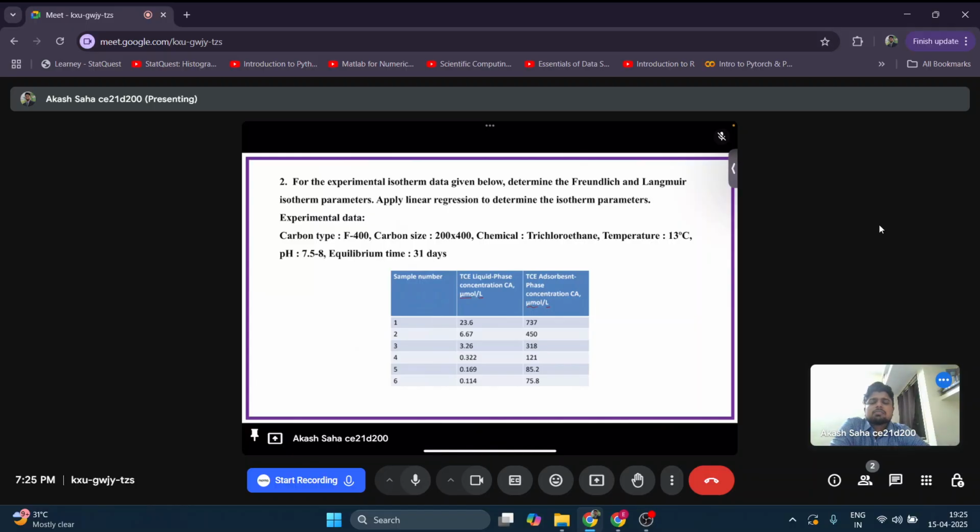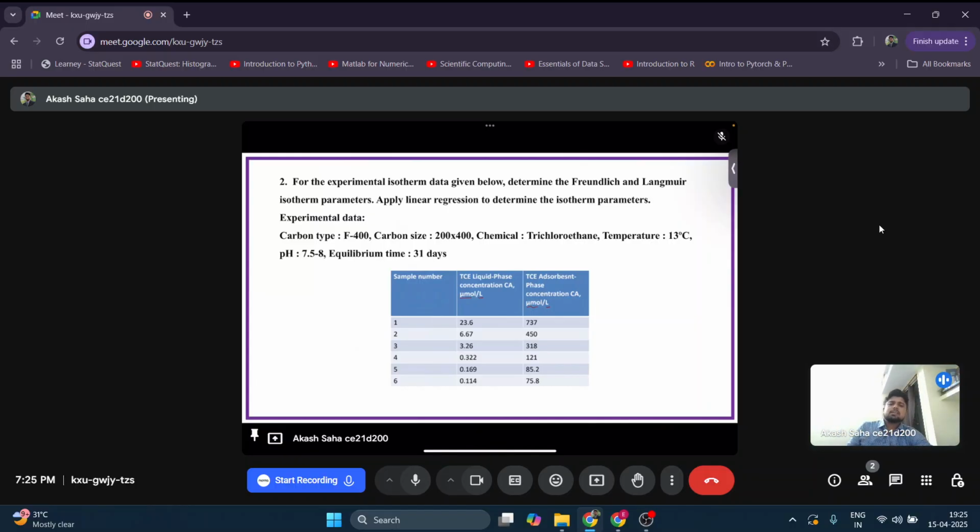Experiment data are that the carbon type is F400, carbon size 200 into 400. These things are immaterial. We don't require all this information to solve this problem. It's just given as background information. Chemical is trichloroethane. The temperature is 13 degrees Celsius. pH is 7.5 to 8. And equilibrium time is 31 days. So all these are background data. We don't need them to solve the problem.